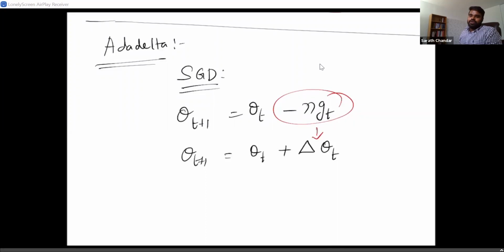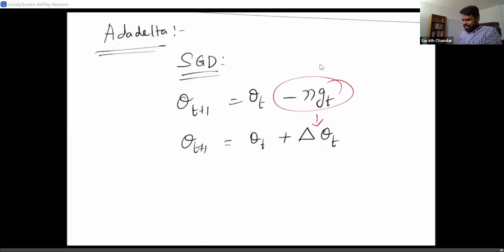Now in high school, you would have learned about balancing the units of an equation, right? So let's try to do that here. Ideally, del theta t should have the same unit as theta t, right?